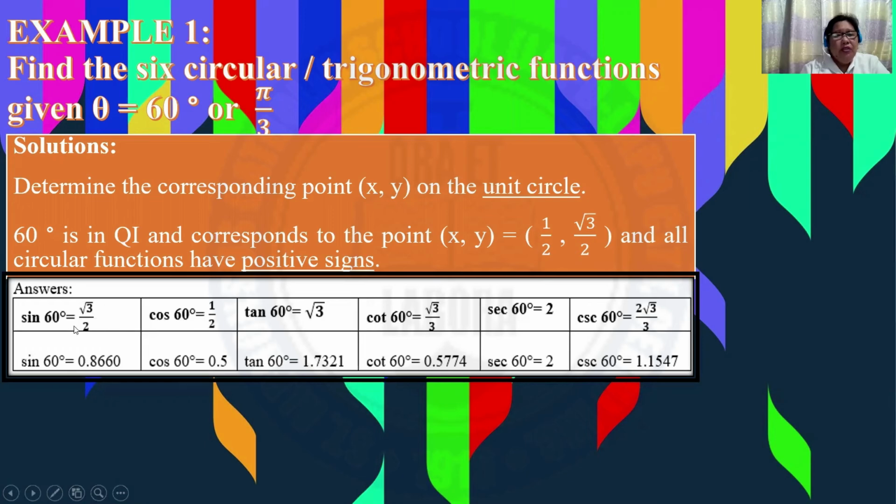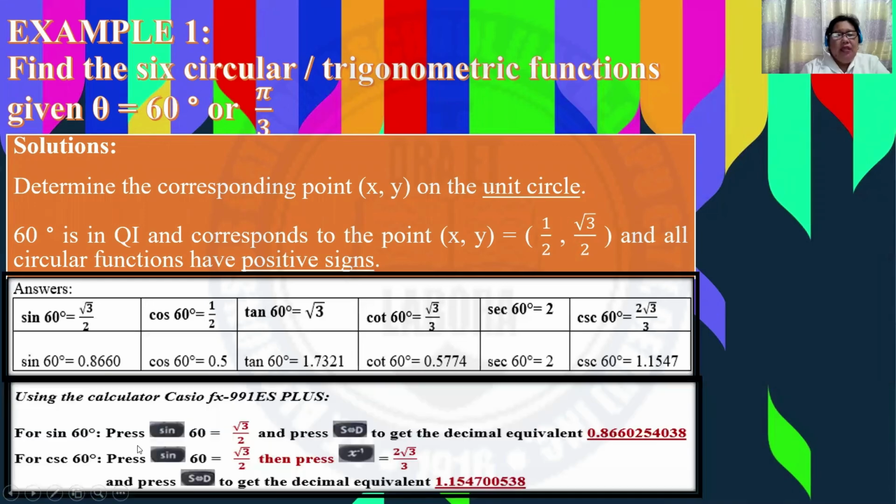And if you would like to change these values into decimals, then you can have 0.8660. This one is 0.5. This is 1.7321. This value is equivalent to 0.5774. This value is simply the same, which is 2, and this is equivalent to 1.1547. Now, using your calculator, you can press these keys.